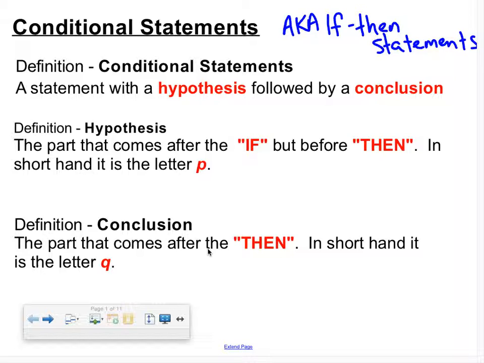The hypothesis generally comes after the if, but before the then. In shorthand, we abbreviate it as the letter P. The conclusion comes after the then. In shorthand, it's abbreviated with the letter Q.